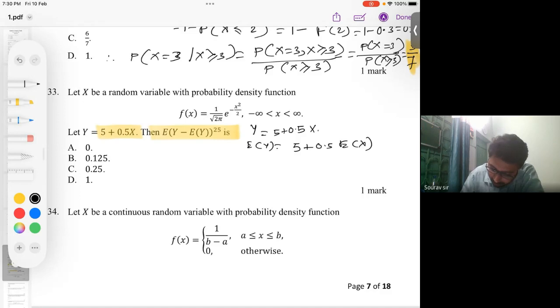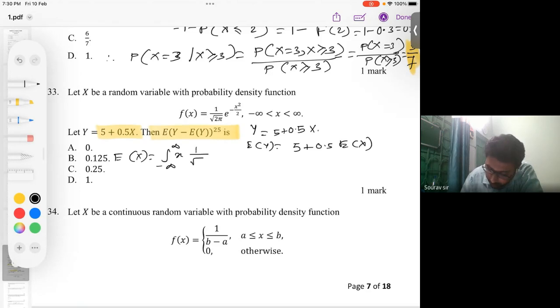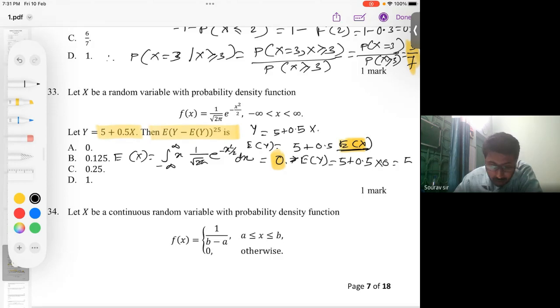Now E of x is equal to the integral from minus infinity to plus infinity of x times 1 by root 2 pi e to the power of minus x square by 2 dx, which is equal to 0. So E of y will be 5 plus 0.5 into this E of x, which is 0. So we put this value here: 0.5 into 0, and the result will be 5.